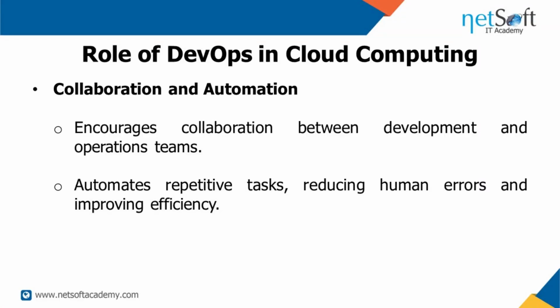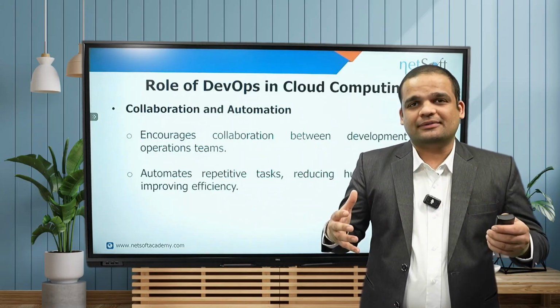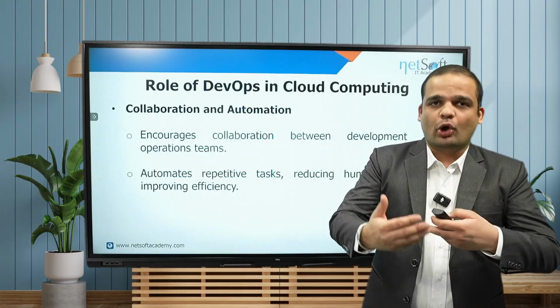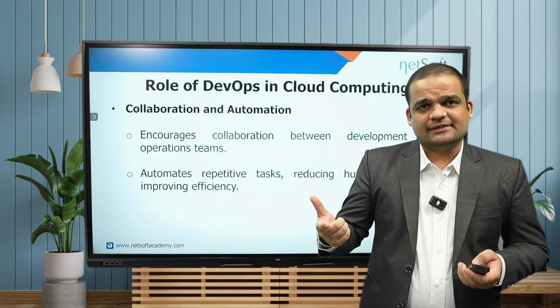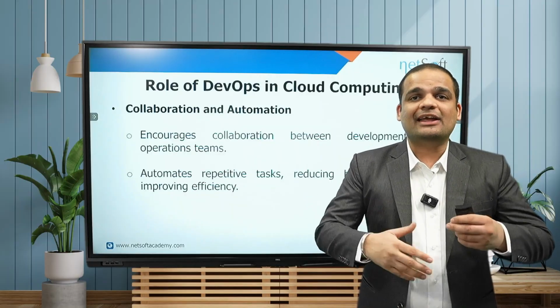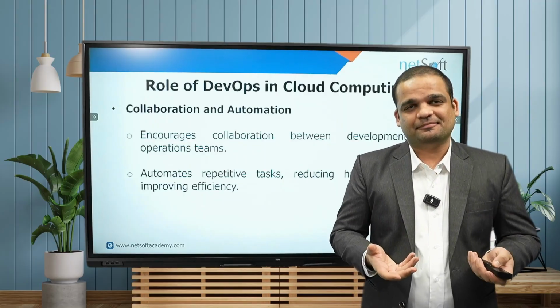How about collaboration and automation? Well, DevOps fosters collaboration between development and operation teams. That's in the name. They have to work together. Now, this actually breaks down all the silos that can slow down the deployment cycle. By automating repetitive tasks, teams can focus on innovation while minimizing human errors.